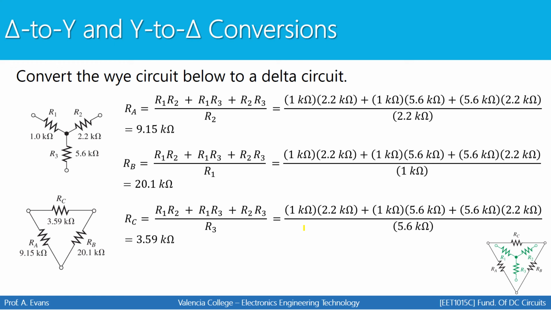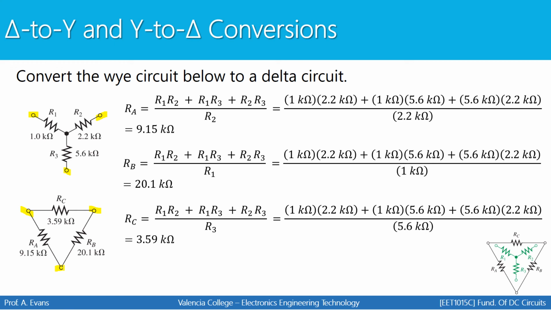So whenever we do a delta to Y or a Y to delta conversion, these two circuits now are equivalent. And you would connect the delta to your circuit in the same way that the Y was connected. So if this is point A in your circuit, this is point A in your new circuit. Point B, point C, and point C.